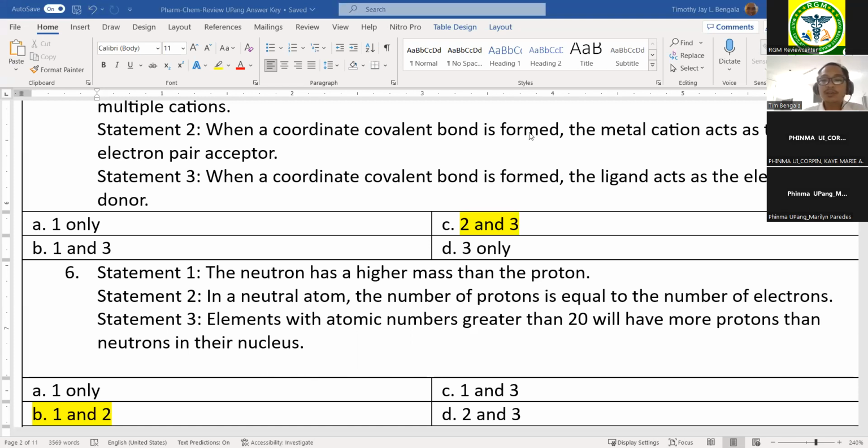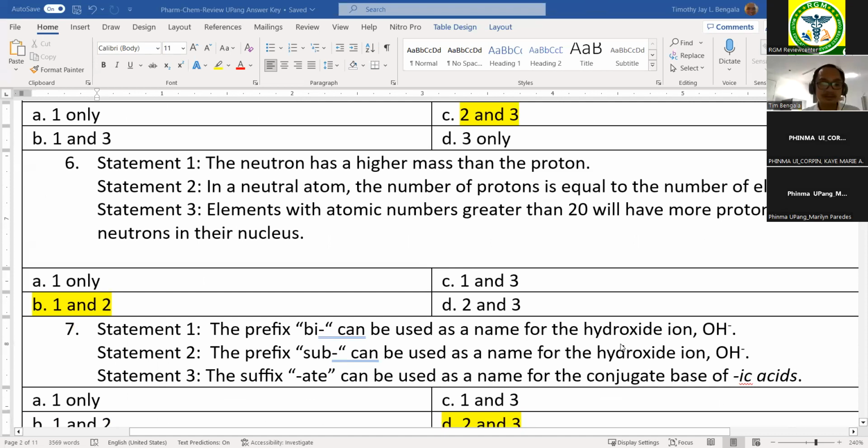Next is statement number 2 naman. In a neutral atom, the number of protons is equal to the number of electrons. That is also correct. Next, elements with atomic number greater than 20 will have more protons than neutrons in their nucleus. That is incorrect. So binaliktad ko yung statement. Those with atomic numbers greater than 20 will have more neutrons. So maraming neutrons. Again, hindi pwede mag-iba yung number of protons because they are specific to the identity of the element.